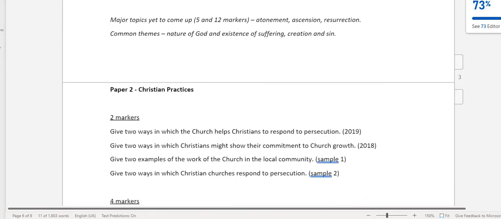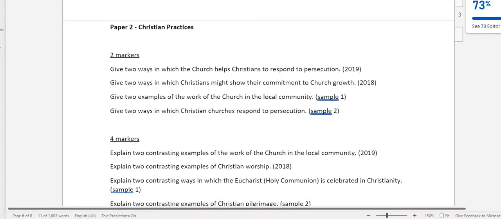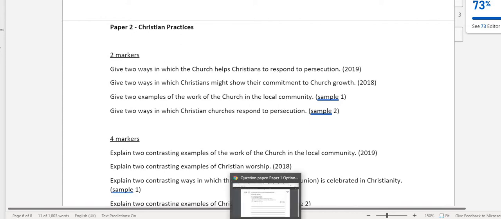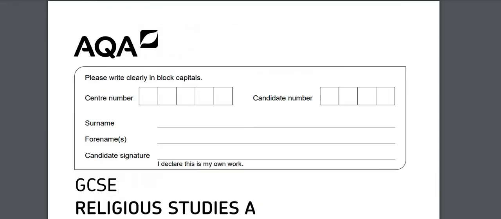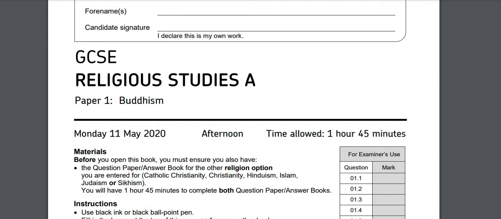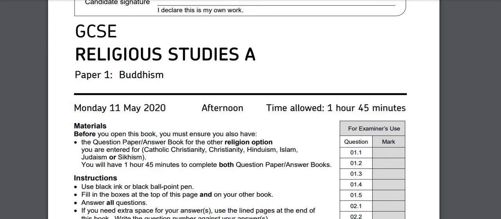If you go to your Teams group, you will see all of the past paper questions for Buddhist beliefs, Buddhist practices, Christian beliefs and Christian practices. And just another reminder that at the AQA GCSE Religious Studies page you will see all of the past paper questions and you will see what all of the papers look like. So it literally will look like this.